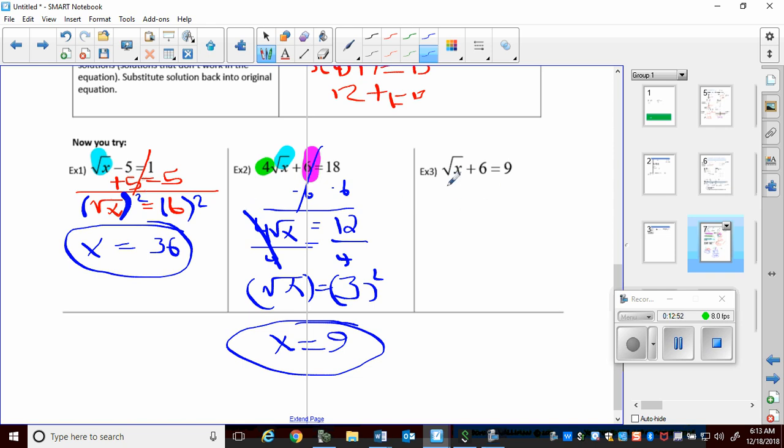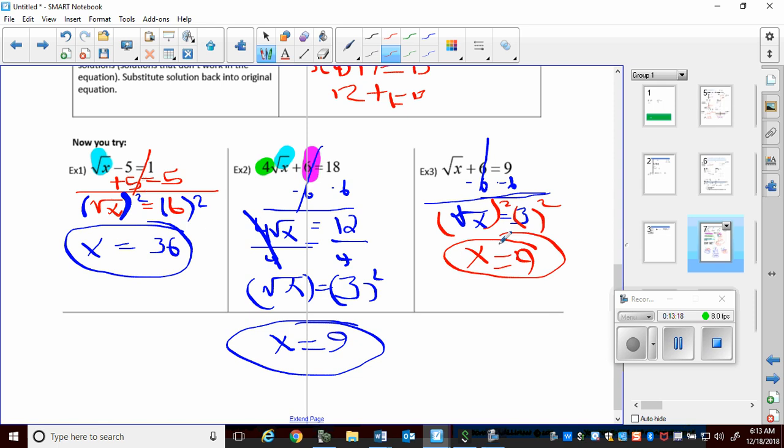Next one, subtract 6 on both sides to isolate that radical. Get the square root of x equals 3. Then I want to square both sides of this equal sign. And x equals 9. Final answer.